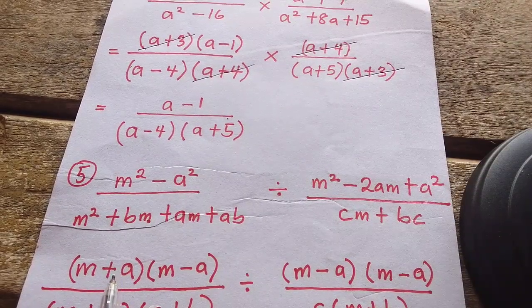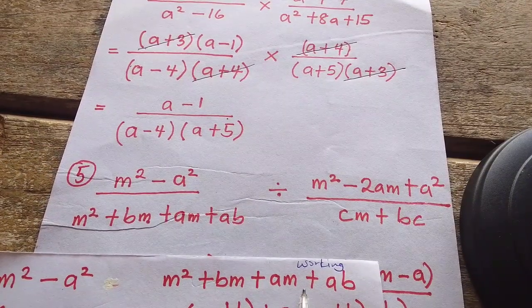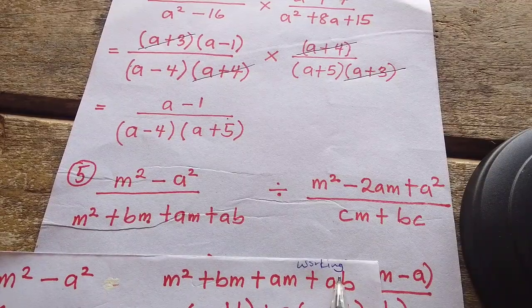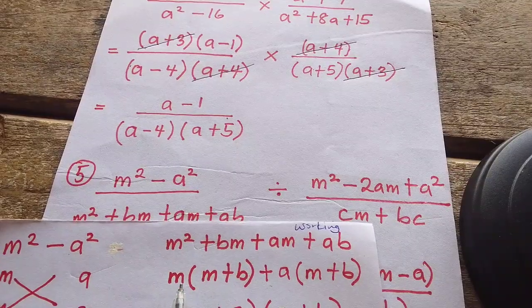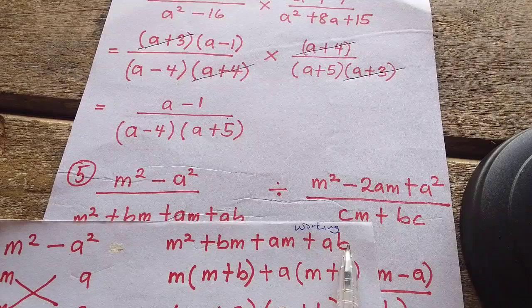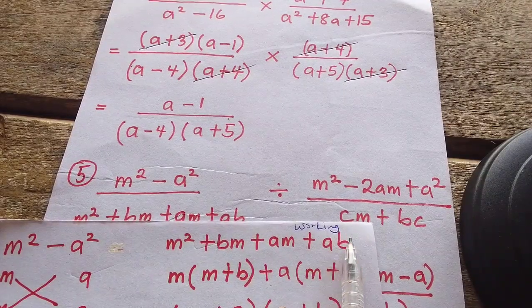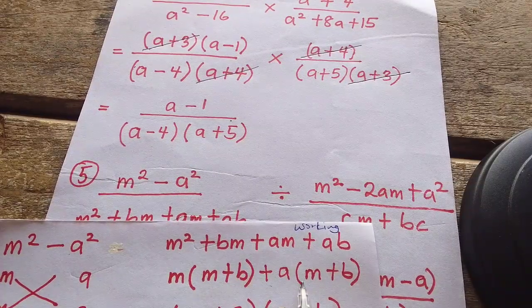Also, you factorize m square plus bm plus am plus ab. Look at this one. To factorize it, between these two you are having m common to them. So if you bring m out, m square divided by m will give us m, plus bm divided by m will give us b. Also between these two, you realize that a is common to them. So into bracket, am divided by a will give us m, then plus ab divided by a will give us b. You realize in the two brackets m plus b is in there, they are the same.